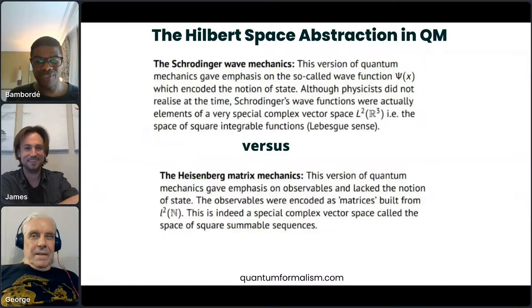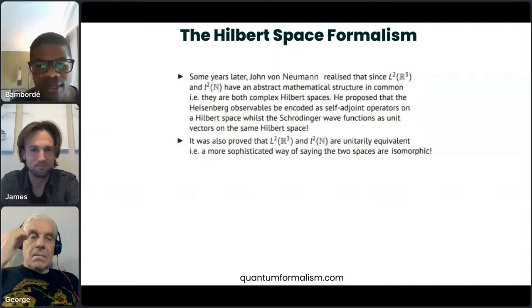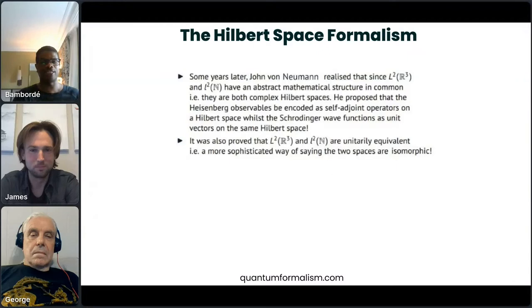So these two are an example of Hilbert spaces. This is exactly what von Neumann, years later, came up with in the Hilbert space formalism, where obviously these two spaces are unitarily equivalent. So they're essentially the same. It's just your choice, your preference. One of them might be more convenient to work with based on whatever physical situation you are dealing with.